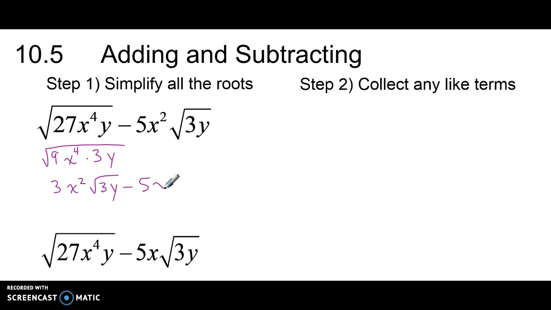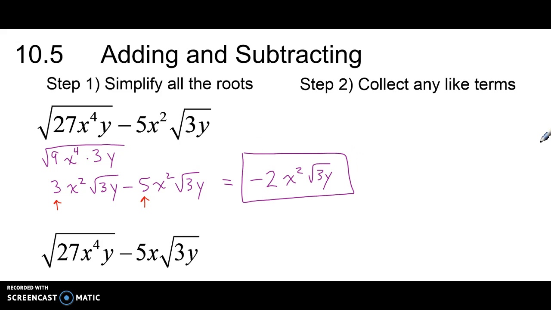And if you compare the two components we have of this sort of polynomial thing, you'll realize they're like terms. The only difference between them is the coefficient. This one has a coefficient of 3, that one has a coefficient of 5. Other than that, they're identical: x squared, square root of 3y. So 3 minus 5 of them, you get negative 2 x squared square root of 3y.